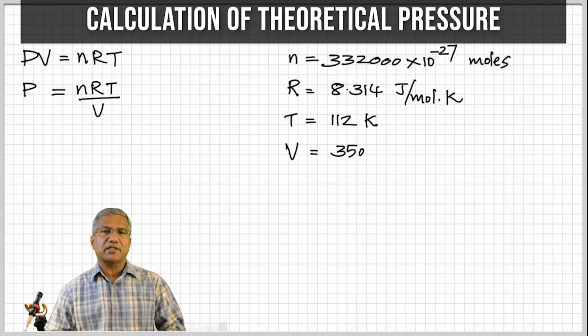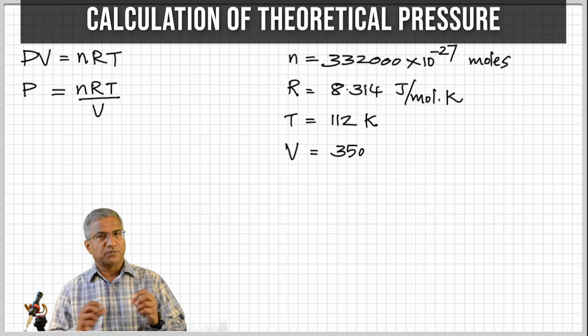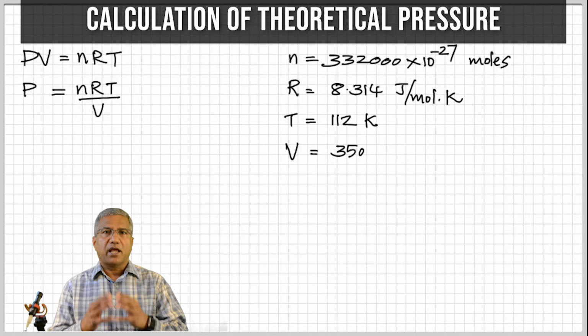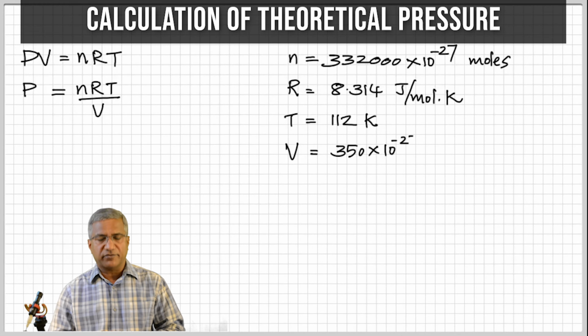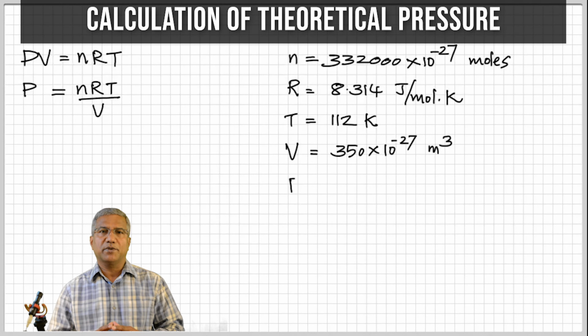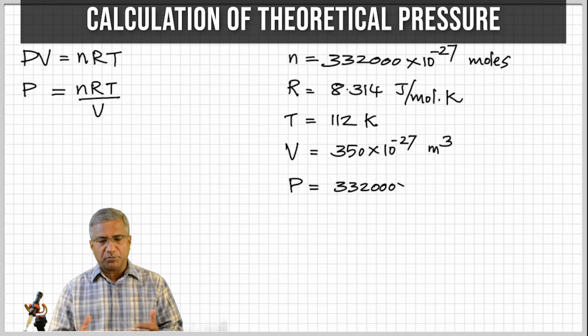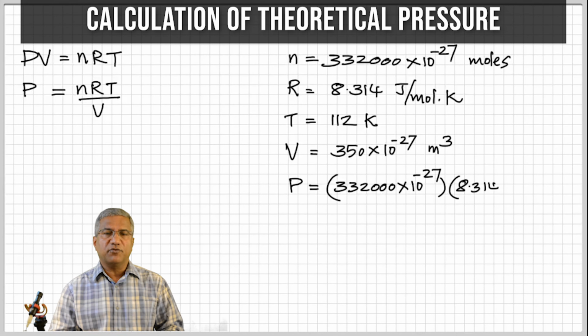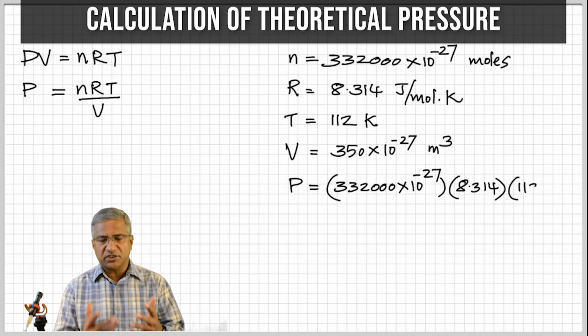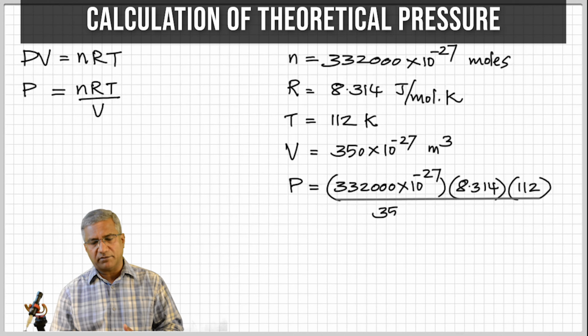Oh, did I say 300 Kelvin? It's 112 Kelvin, okay? That was a mistake. So we're keeping the temperature at 112 Kelvin. And the volume of the container is 350 times 10 to the negative 27 meter cube. So the pressure would be n, that's n coming up, or it's 8.314 times T, which is 112, divided by the volume.